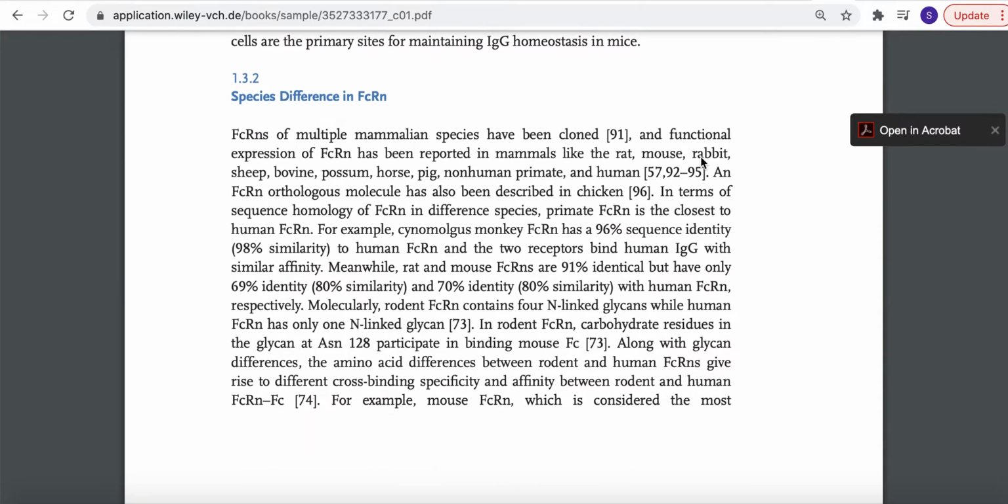FcRns of multiple mammalian species have been cloned, and functional expression of FcRn has been reported in mammals like the rat, mouse, rabbit, sheep.